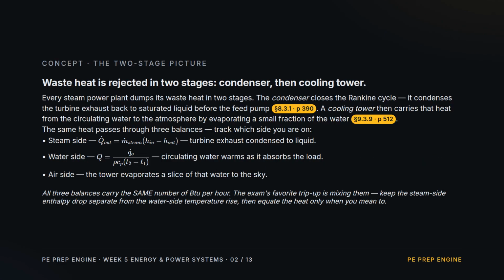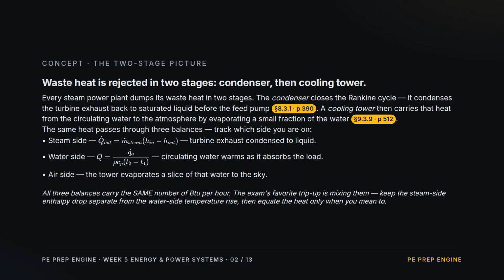The big picture first. A steam plant rejects its waste heat in 2 stages. The condenser closes the Rankine cycle. It condenses the turbine exhaust back to saturated liquid before the feed pump. A cooling tower then takes that heat from the circulating water and dumps it to the atmosphere by evaporating a small fraction of the water.